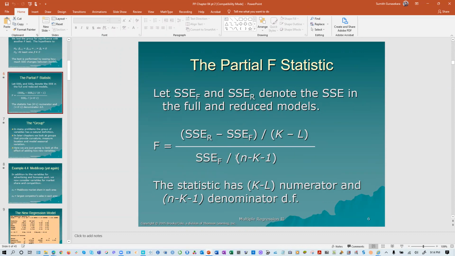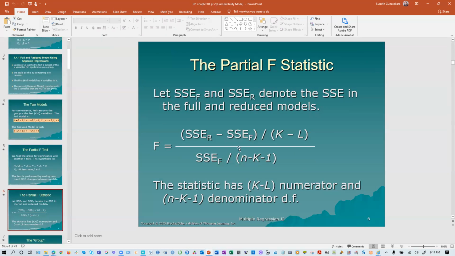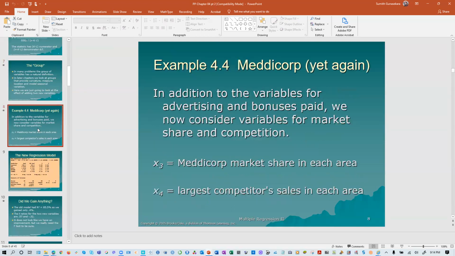I'm looking at three types of tests for this discussion. How are you going to do that? You go to the full model. Now in this case you have a full model. Let me explain with this example. In addition to the variables for advertising and bonuses paid, we now consider variables for market share and competition to be added. We'd like to add these two: Medicorp market share in each area, and largest competitor sales.